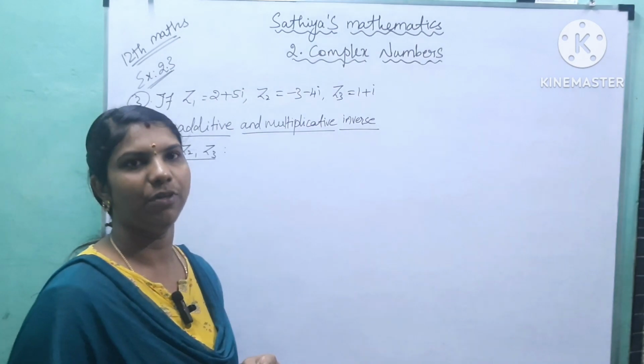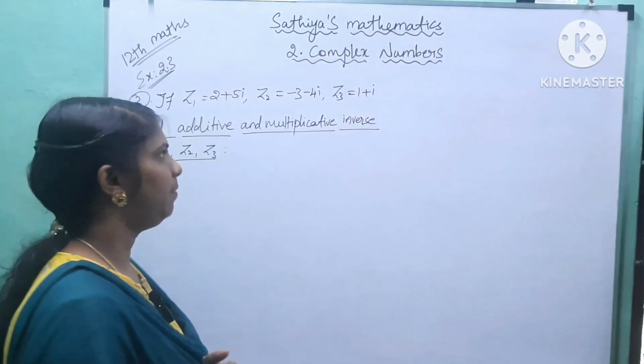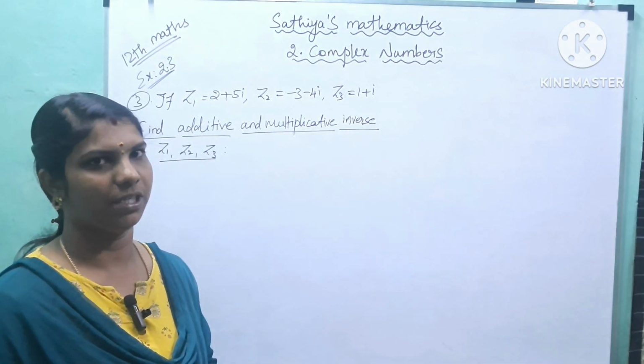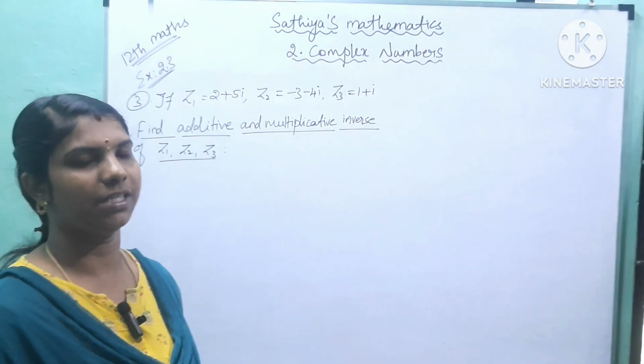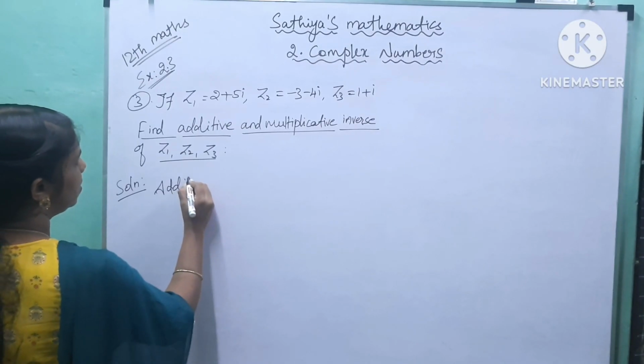And multiplicative inverse of z1 is given by 1 by z1, division. Multiplicative inverse of z1 is given by 1 by z1, of z2 is given by 1 by z2, and of z3 is given by 1 by z3. First we will find out the additive inverse.